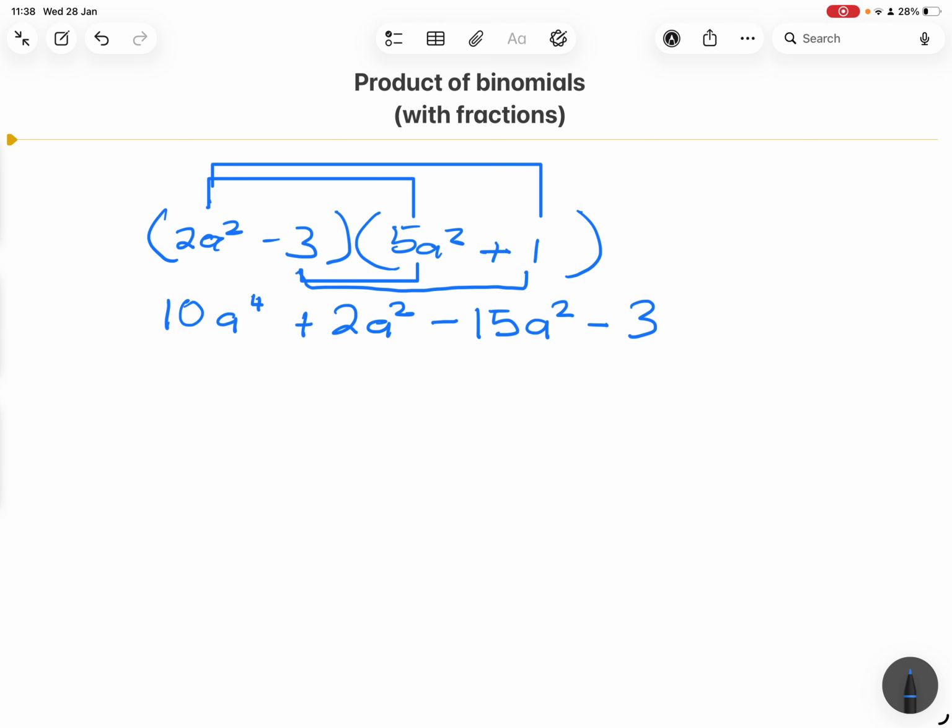Then we look for like terms. There are no like terms with an exponent of 4, so that is a separate term. But these are like terms, and we can add or subtract them. Look at this, the signs are different, so we subtract and take the sign of the bigger number. So minus 15a squared plus 2a squared will give us minus 13a squared. Notice that I am subtracting the two numbers because we've got different signs, but I'm taking the sign of the bigger term. And then minus 3, because this has no other like term. So we get, in this case, a trinomial.